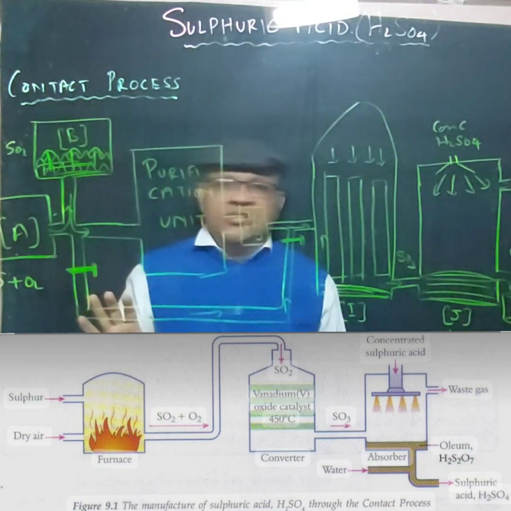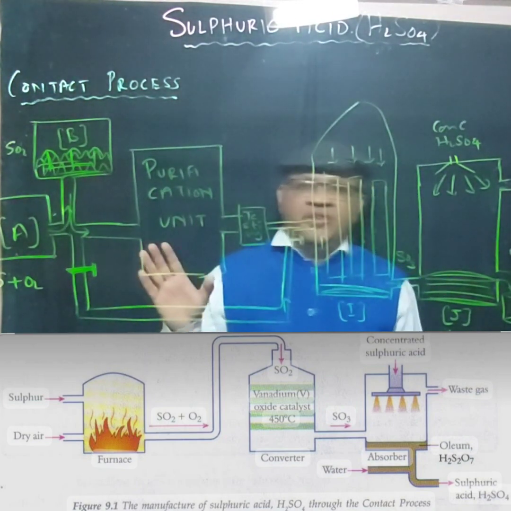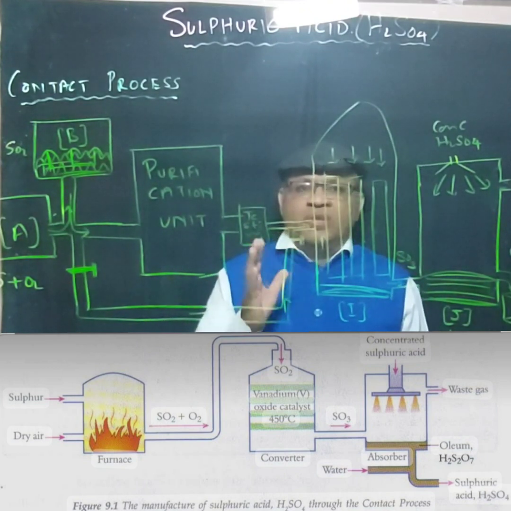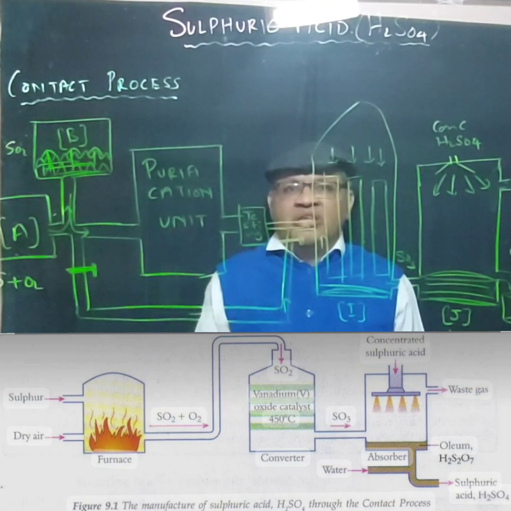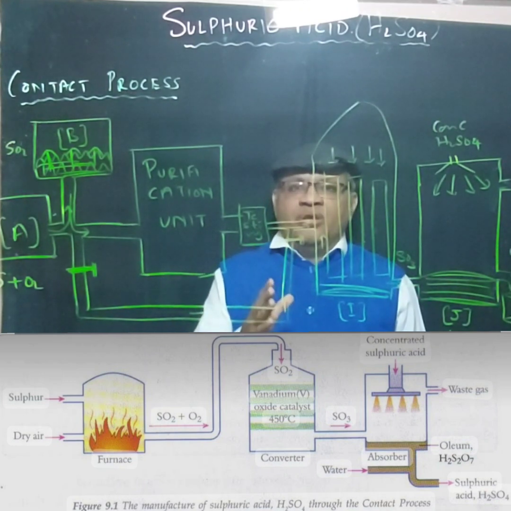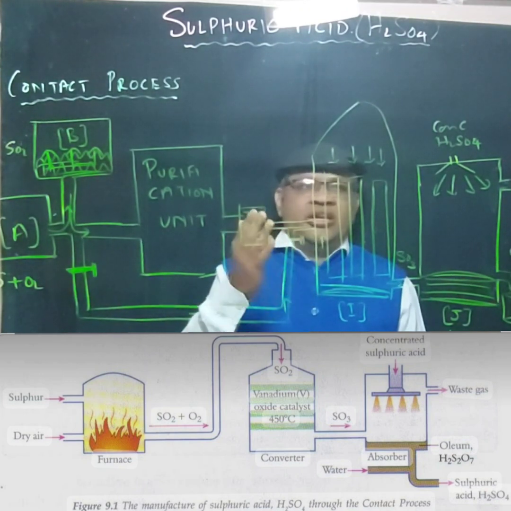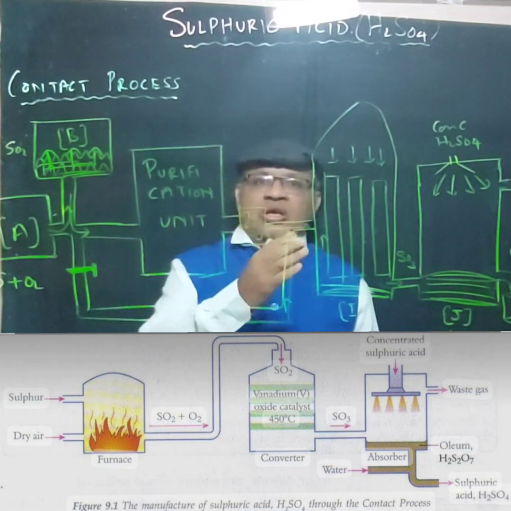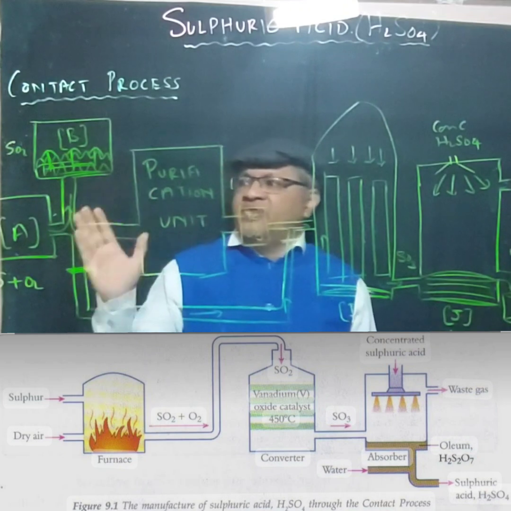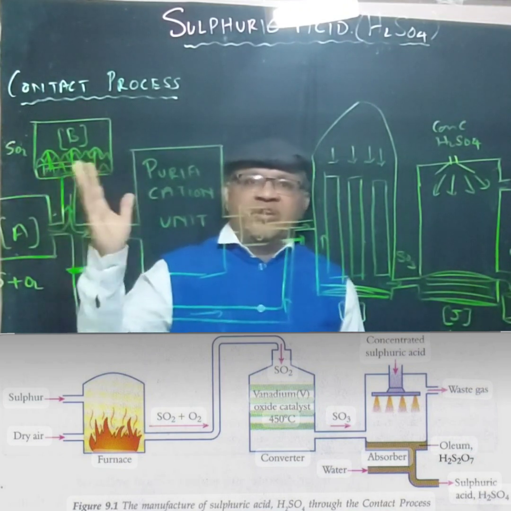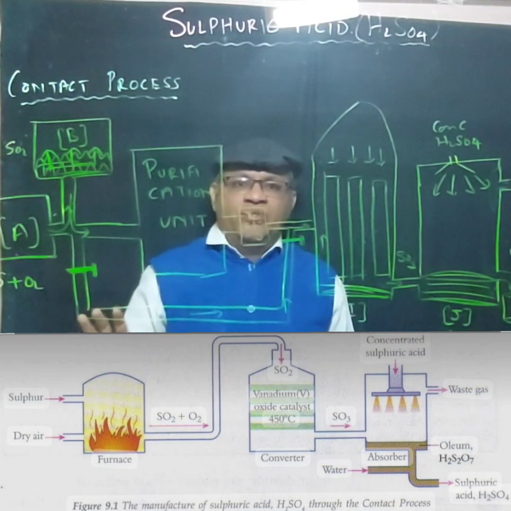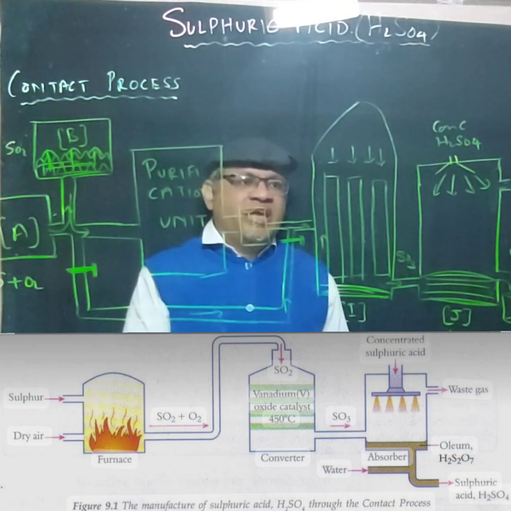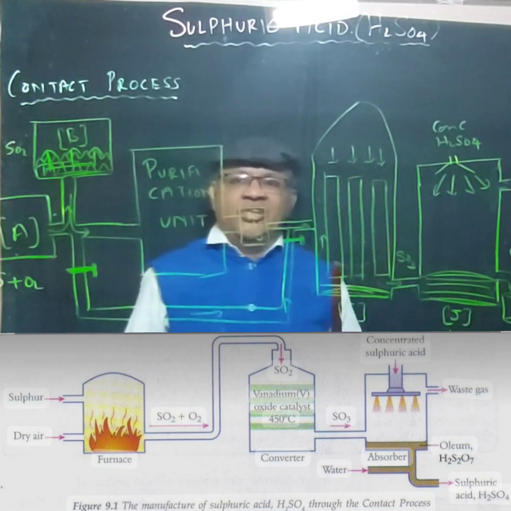The reason behind it is that if the sulfur dioxide has impurities, it may affect the catalyst. It may stop the catalyst from working; it will render it ineffective. So the catalyst has to be in the pure state, otherwise we will not get sulfur trioxide. Here oxygen is used in great quantity, because only then does sulfur turn into sulfur dioxide and sulfur dioxide turn into sulfur trioxide. Now this sulfur dioxide is taken into the catalytic chamber.